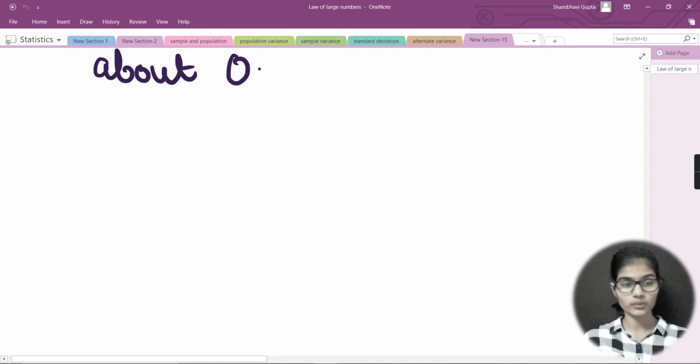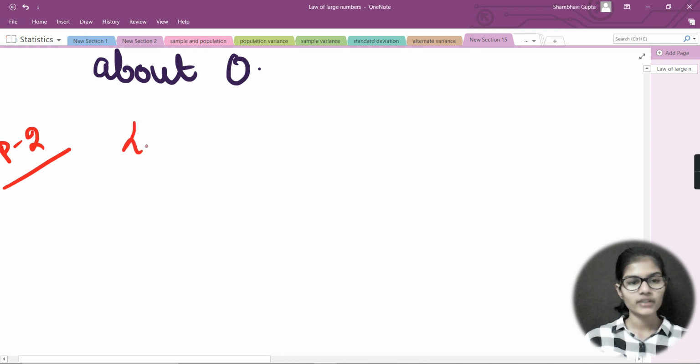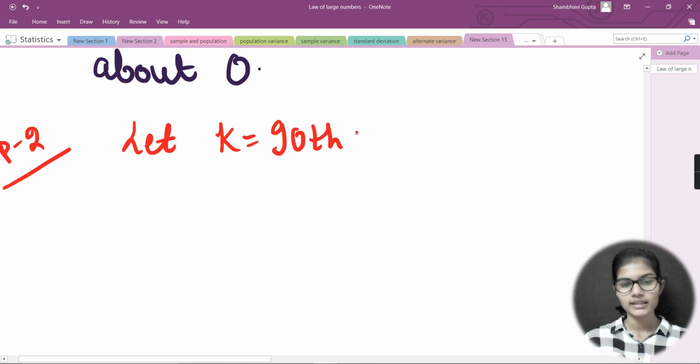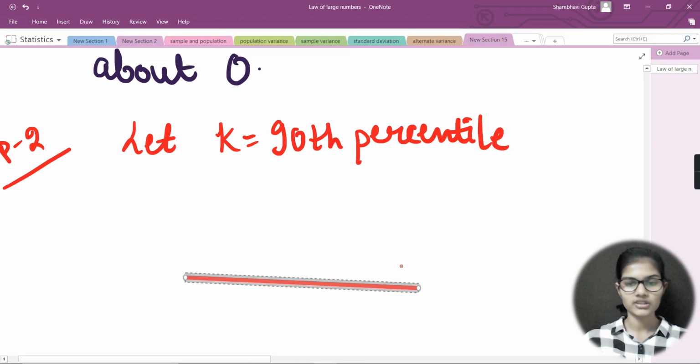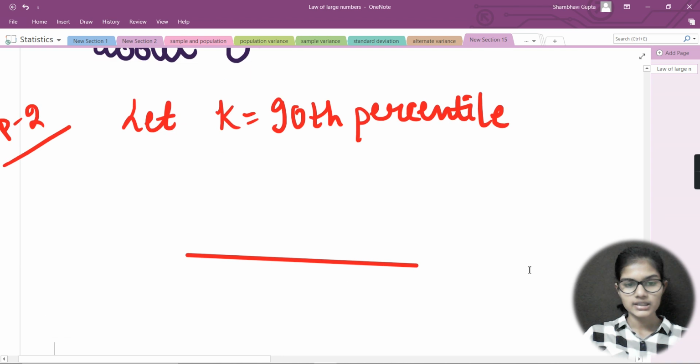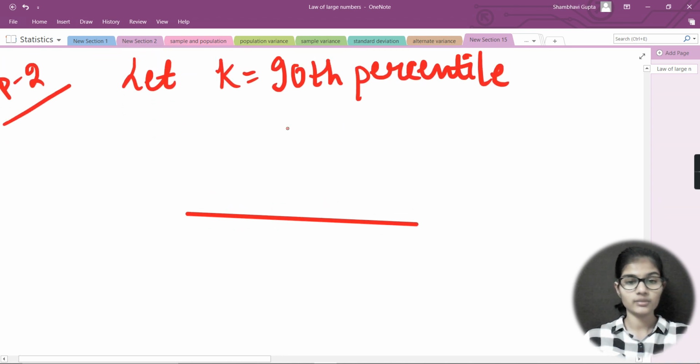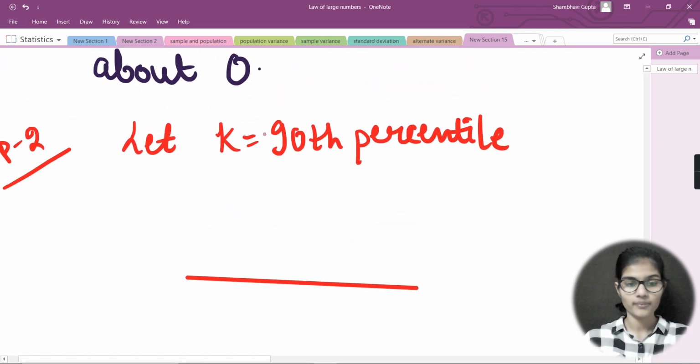Now let's move towards part number 2 of this particular question. What I need to find is the 90th percentile. So here I would write let k be equal to the 90th percentile. I need to find that. Before that, I would make the graph for it. Let me go a little down to see what line I had made.